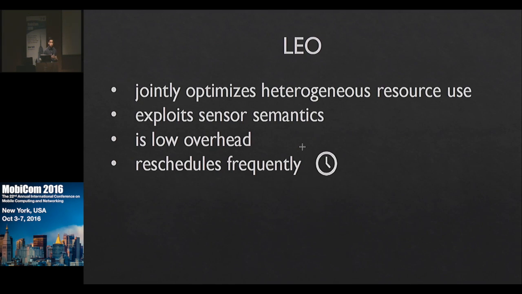So in an attempt to address the deficiencies of existing scheduling frameworks, we introduce Leo, which is a low-power scheduler that tries to jointly optimize the heterogeneous resource use for concurrently running sensor-based applications. It tries to exploit sensor semantics for finer energy control. It maintains a low overhead by running on a low-power unit, and it also reschedules frequently to guarantee the deadlines of sensor-based applications and also be responsive to changes in resource availability and user context.